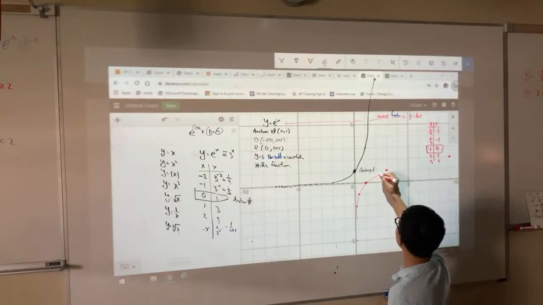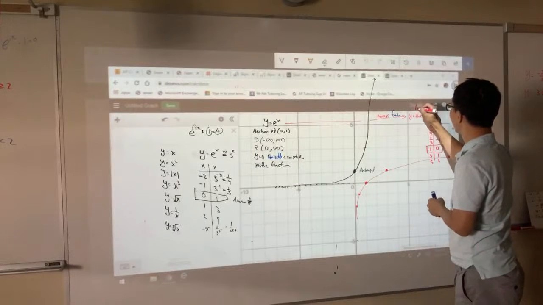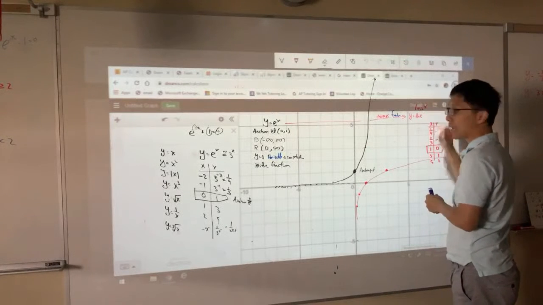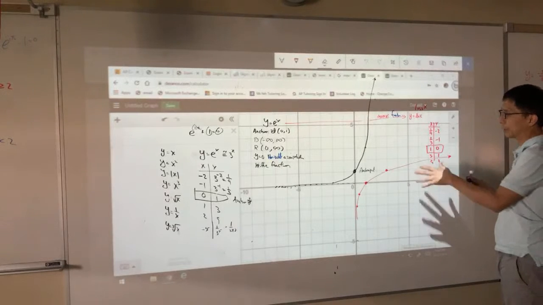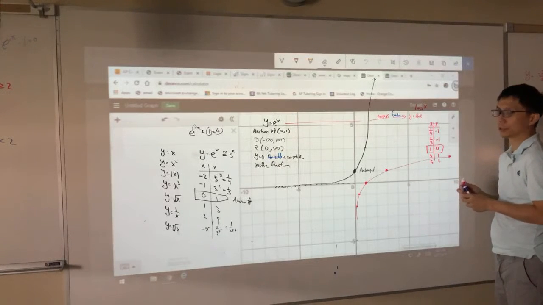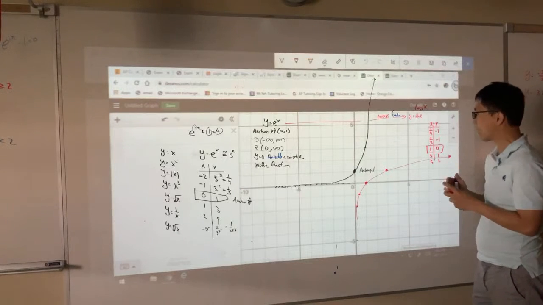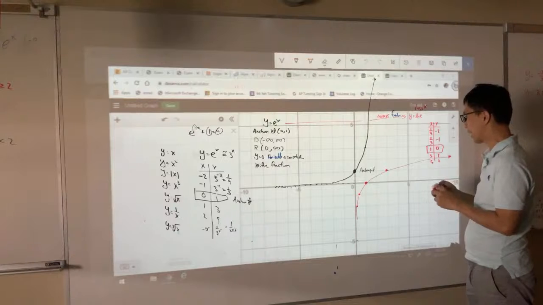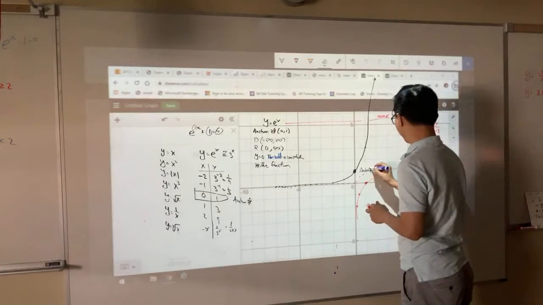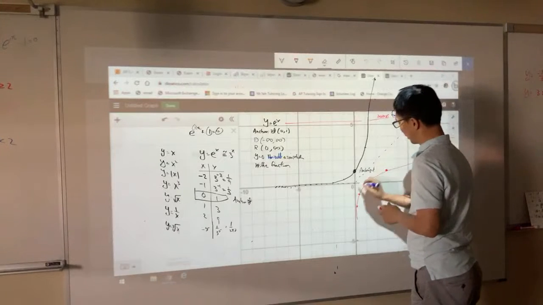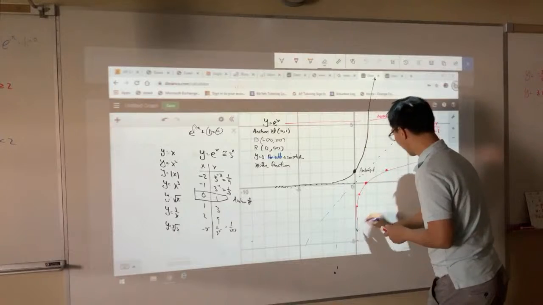So technically, this is not a natural log graph. This is actually log base 3 of x, which is the inverse of 3 to the x. But we're gonna use that because this is probably the closest estimation we can come up with right now, because we don't know those values and we need a calculator to generate them. So this one is gonna be a symmetry.